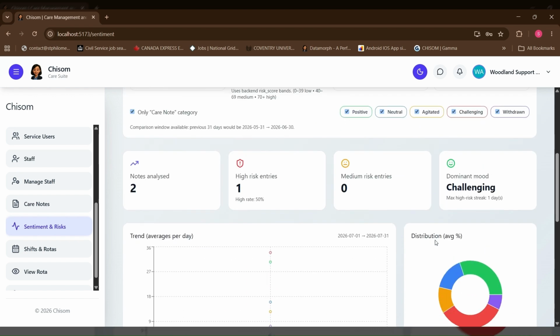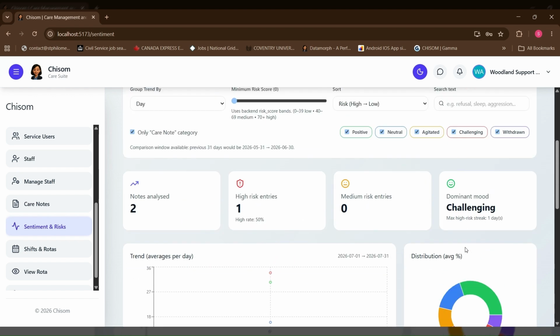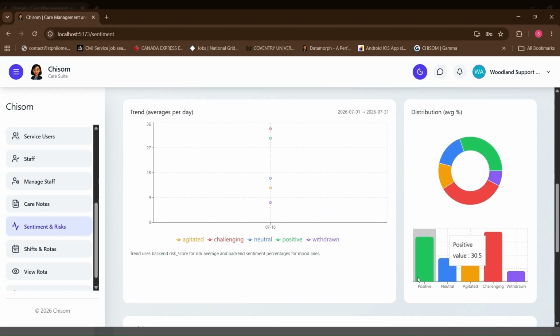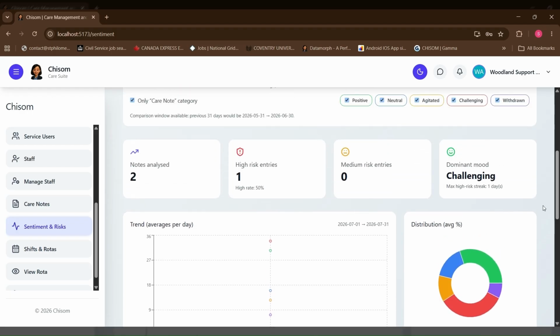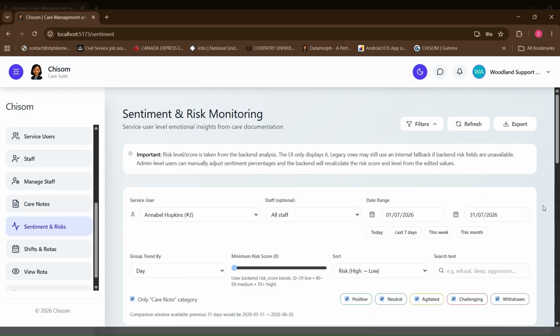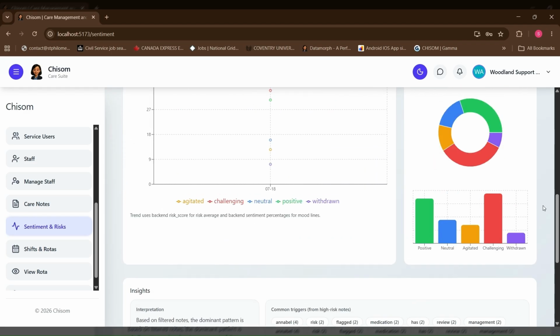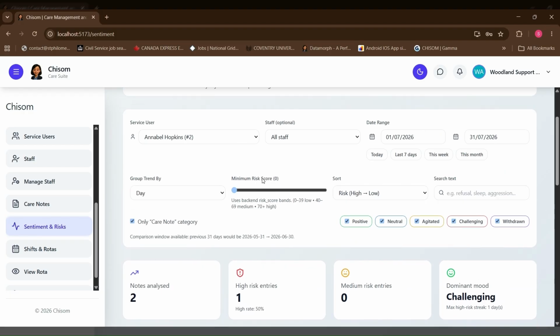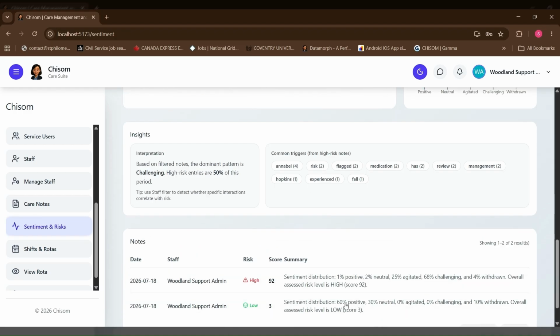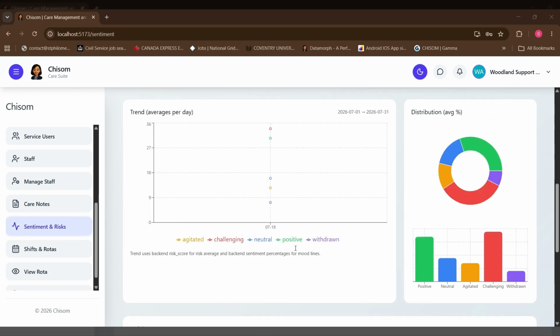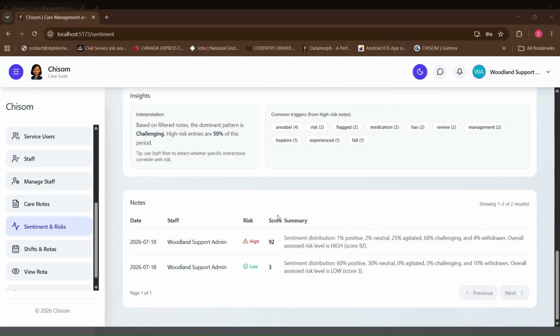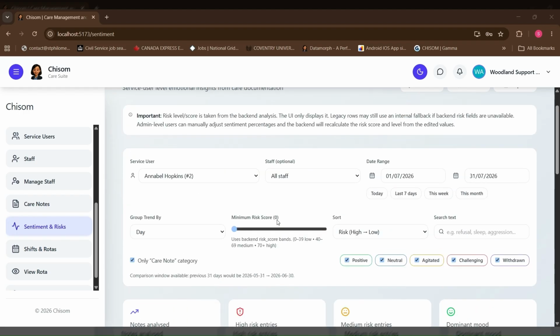So from the graph, you can know that this month of July, this person was more challenging, more positive, more neutral. That's a very good thing, because you don't need to be reading thousands of keynotes to get this information. And the good thing about it, for instance, if you look at this, this is the minimum risk score. Because it's zero, it shows everything, right? Now, if I come over here and increase this, let me say I want to get the notes that have a risk score of at least 90. So I can drag this to 90.